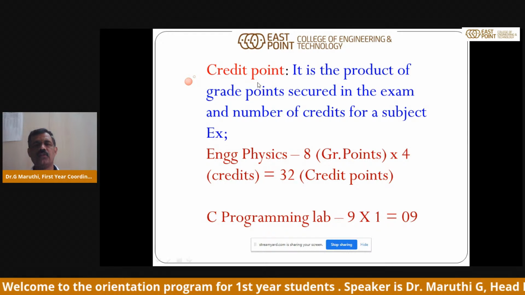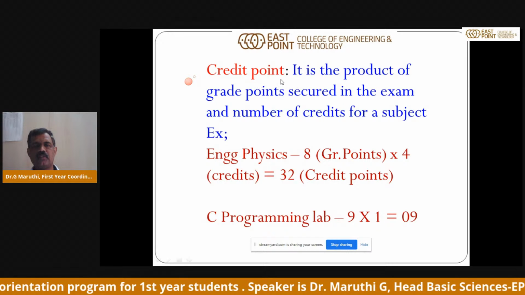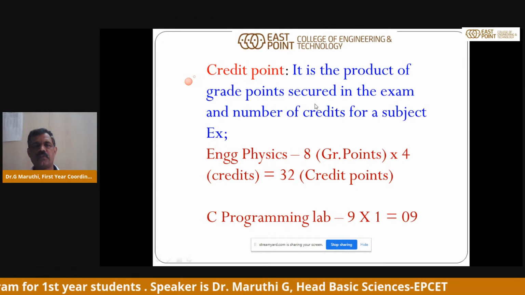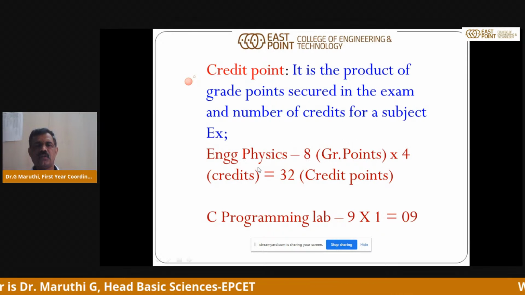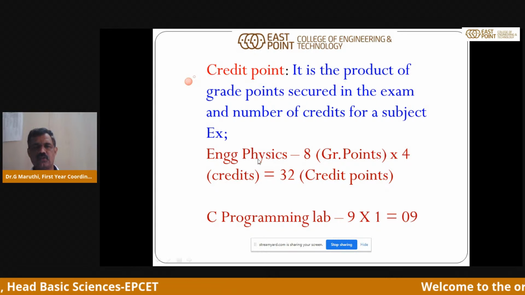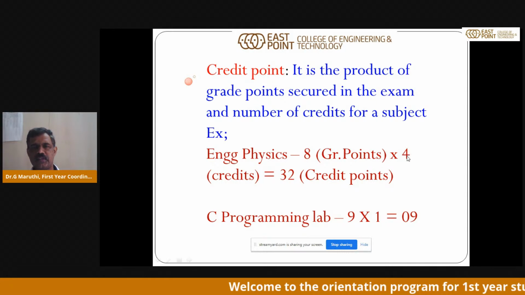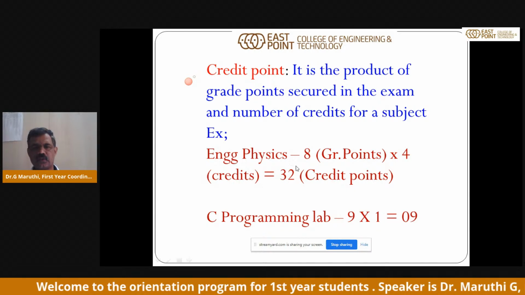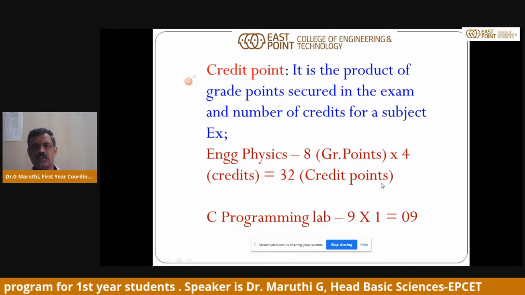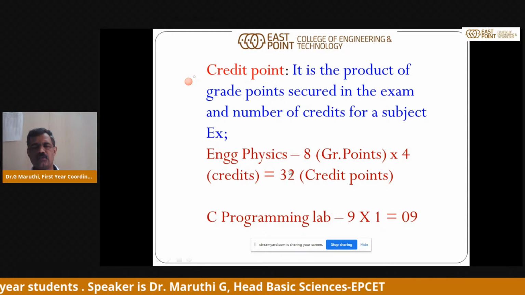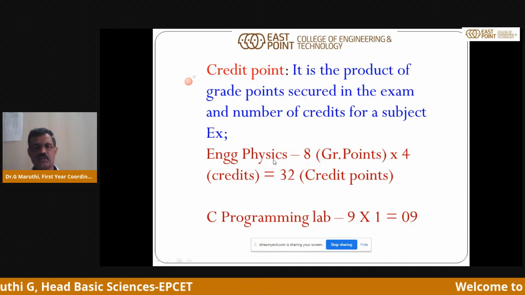Credit points. So how do we calculate this credit points after the exam? It is a product of grade points secured in the exam and number of credits for a subject. Say for example, a particular student has scored 8 grade points in the engineering subject. The weightage for the subject is 4 credits. 8 grade points into 4 credits, it is 32. This is the credit points. So this is the number of points that you have scored in your exam. 32 credit points have been scored in this particular subject.